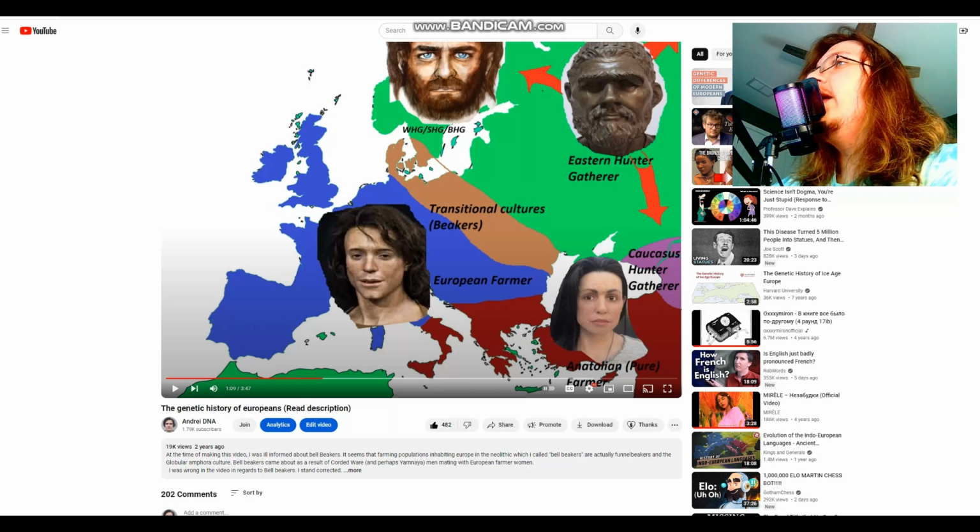Funnel beakers. Everything that's in brown would be funnel beakers in the north, and globular amphora and Cucuteni-Trypillia in the south here. So for them, you could say they were quite similar to each other in terms of culture. You could say they were funnel beakers, but in my mind, I was associating bell beakers with that. So once again, big inaccuracy. Bell beakers are Indo-European people. Eurasians, and create eastern hunter-gatherers that you can see.